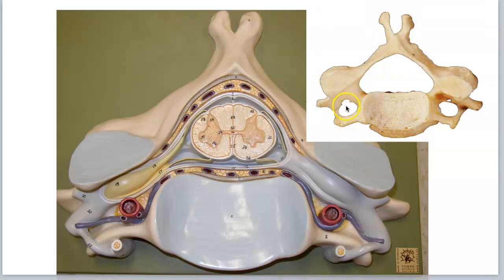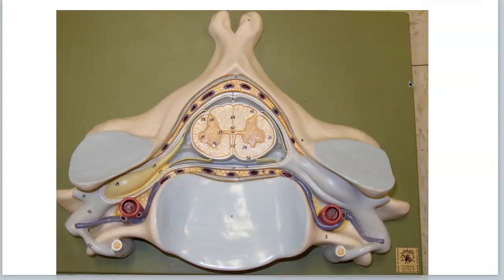Here is the transverse foramen. What travels in those transverse foramen? You just learned it. The vertebral arteries are in that transverse foramen. What is this? The vertebral foramen. Who's in there? The spinal cord. So let's get rid of this guy.